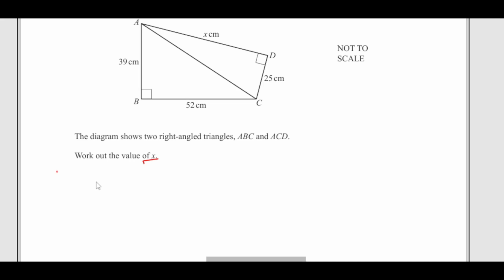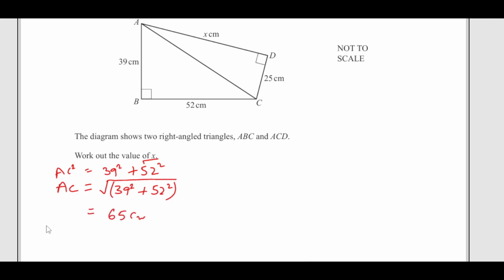So from here, AC squared is equal to 39 squared plus 52 squared. We are using Pythagoras theorem. So AC is going to be the square root of 39 squared plus 52 squared. Now plug in these values. Remember to put brackets here. So this AC comes out to be 65 centimeters, right? So we got this side as 65 centimeters.